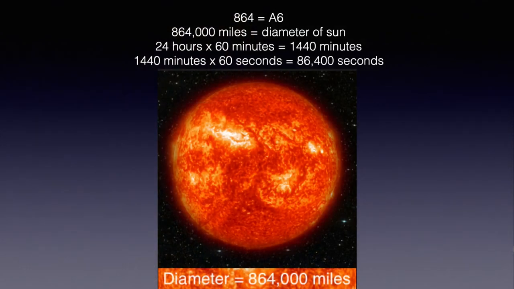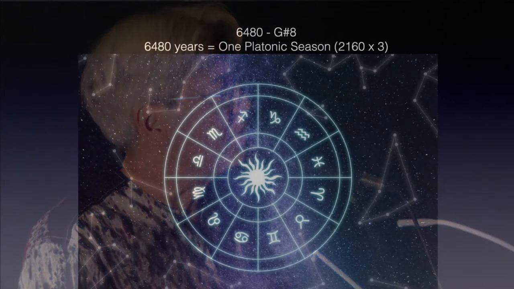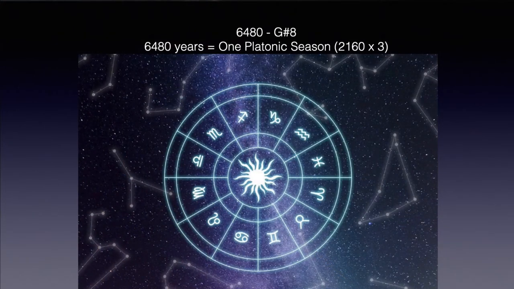Okay, so the diameter of the sun is 864,000 miles. And 864 is a frequency of A6. There are 24 hours in a day times 60 minutes, that's 1,440 minutes, and then that many minutes times 60 seconds is equal to that. So we have all these similarities, 864,000, throughout the cosmos, really delineating our major spheres and our planets and our sun. It's also one Platonic season, which is 3 months in the Mayan calendar.